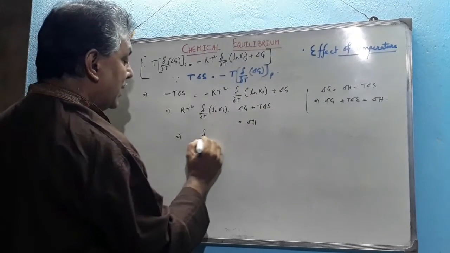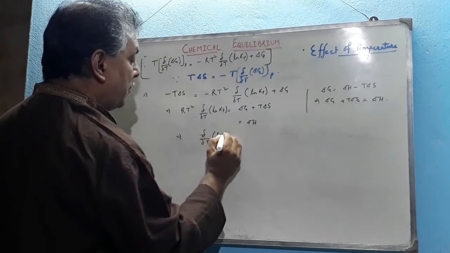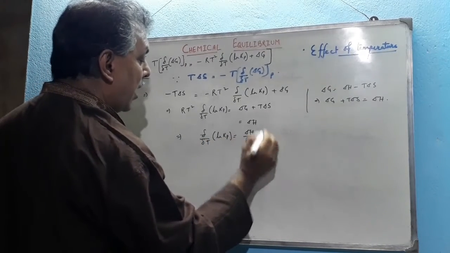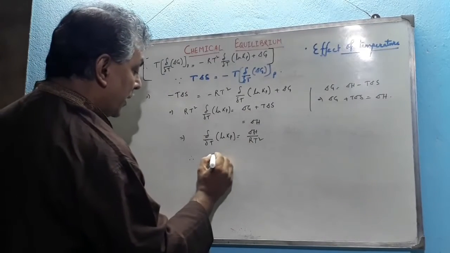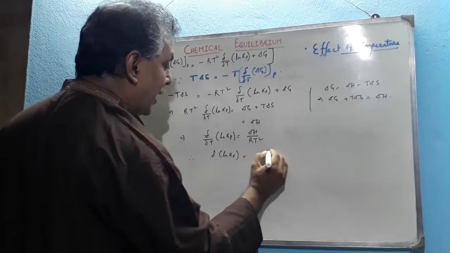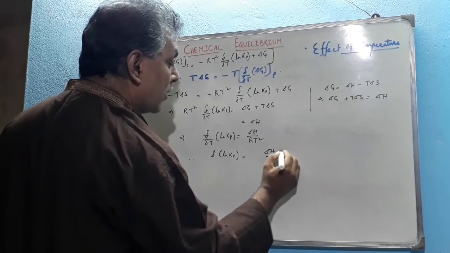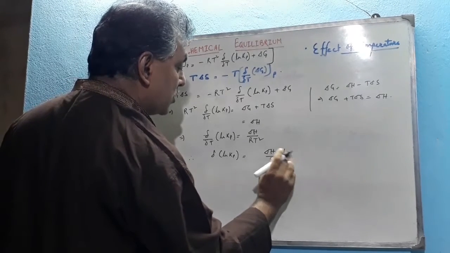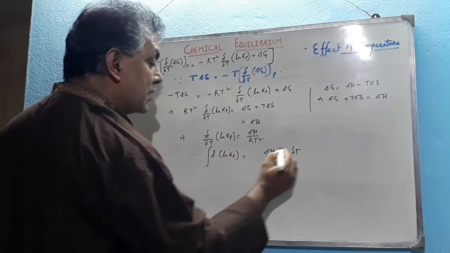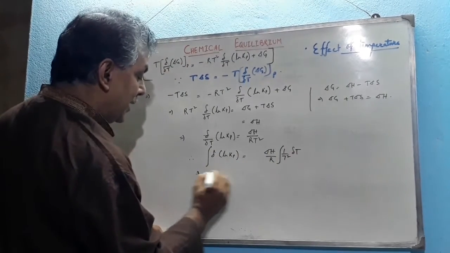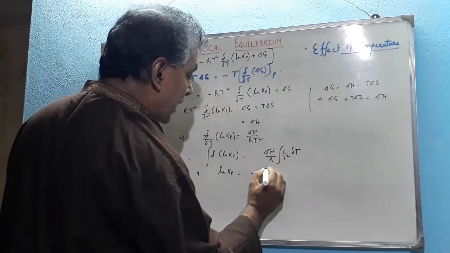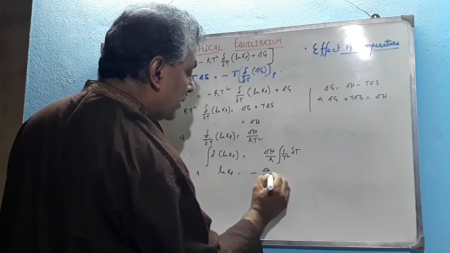So d/dT of ln Kp equals ΔH by RT². Therefore d ln Kp equals ΔH by R times 1 by T² dT. Now integrating both sides, we get ln Kp equals ΔH by R times the integral of T to the power minus 2 dT.